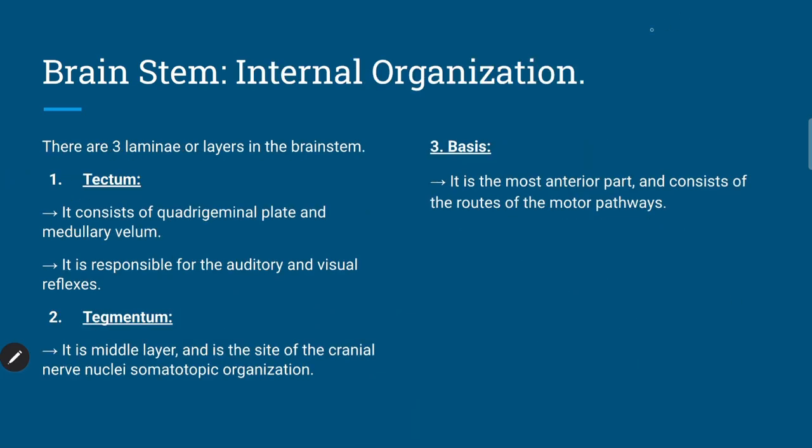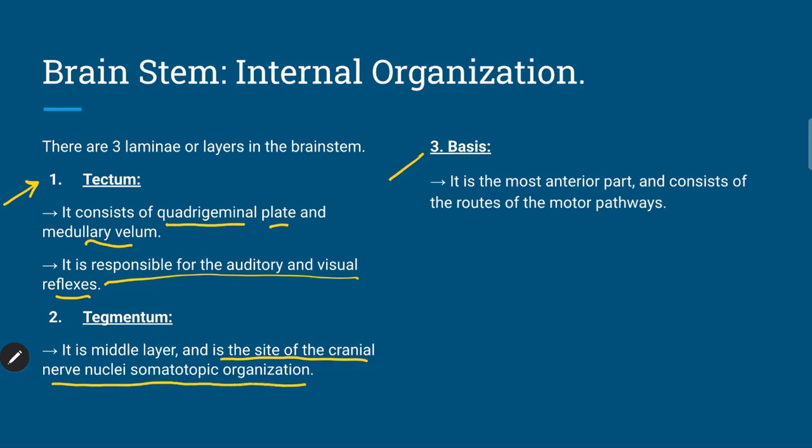Now let's look at the different layers, or let's focus on the laminae or layers in the brainstem. The very first one is the tectum, and it consists of the quadrigeminal plate and the medullary velum, and it is responsible for the auditory and the visual reflexes. The second layer is the tegmentum, the middle layer, and it is the site of the cranial nerve nuclei somatotopic organization. The third layer is the basis, the most anterior part, and it consists of the routes of the major motor pathways.